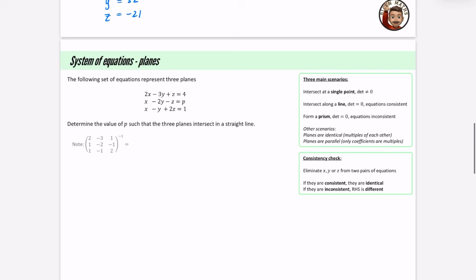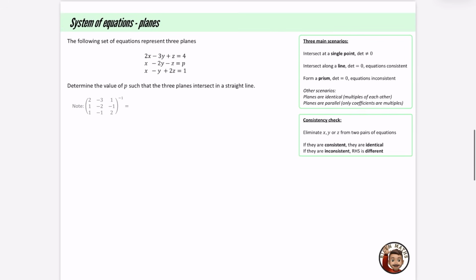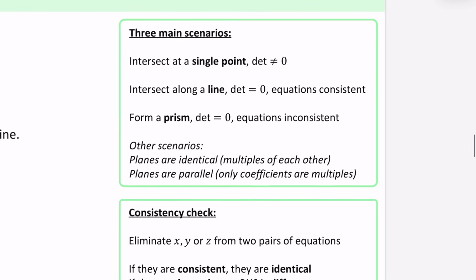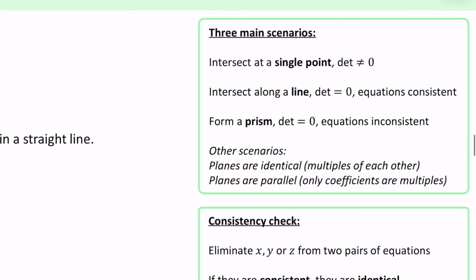They do love these questions in the next section I've got here, where it's to do with a system of equations that are representing a plane. So let's look at these three main scenarios where we have some representations of planes here. There are three main ones and a couple of other ones that it could potentially be, but it's very, very rare for them to ask about. First of all, the three planes could intersect at a single point. This is any scenario where the determinant is not equal to 0. If the determinant is equal to 0, we're looking at something different, okay?